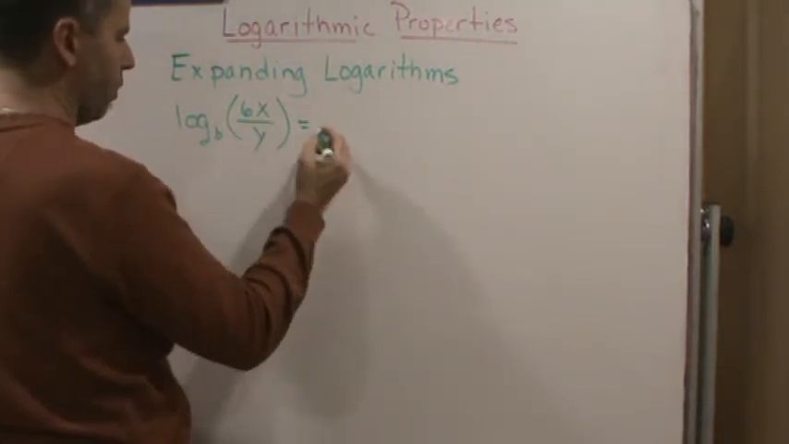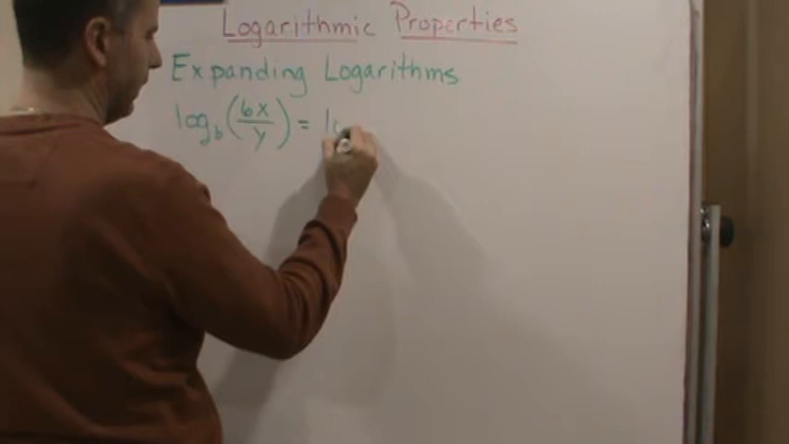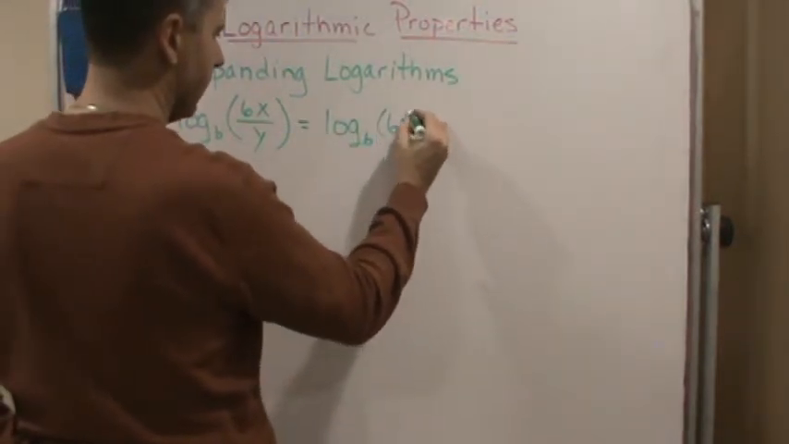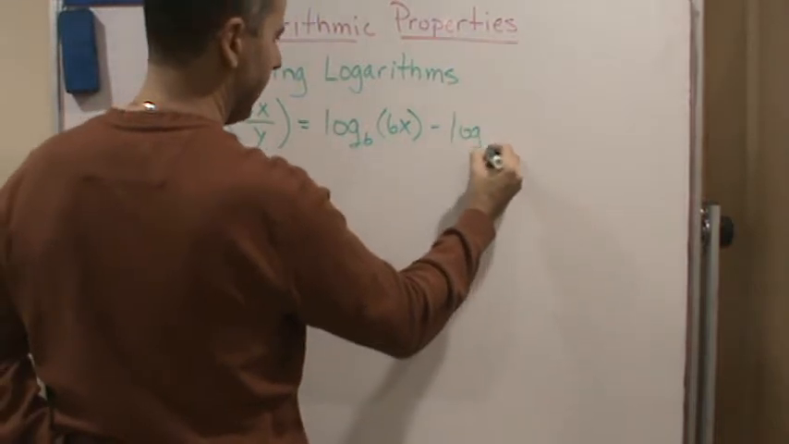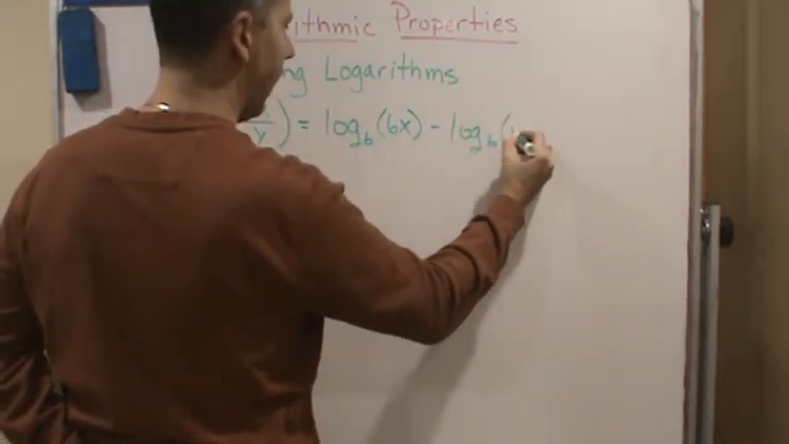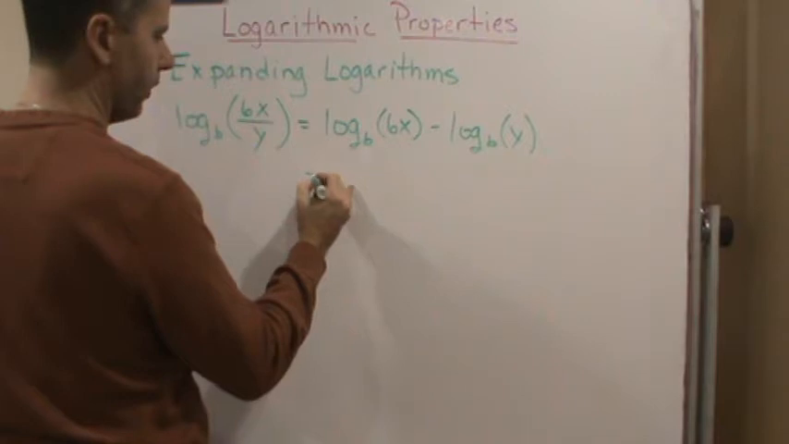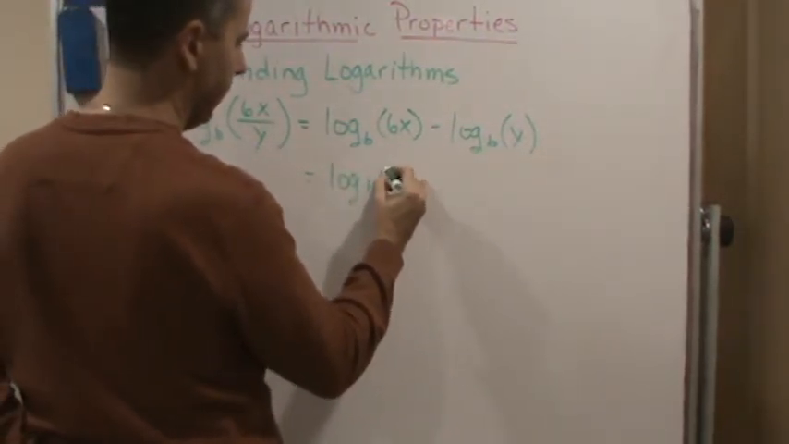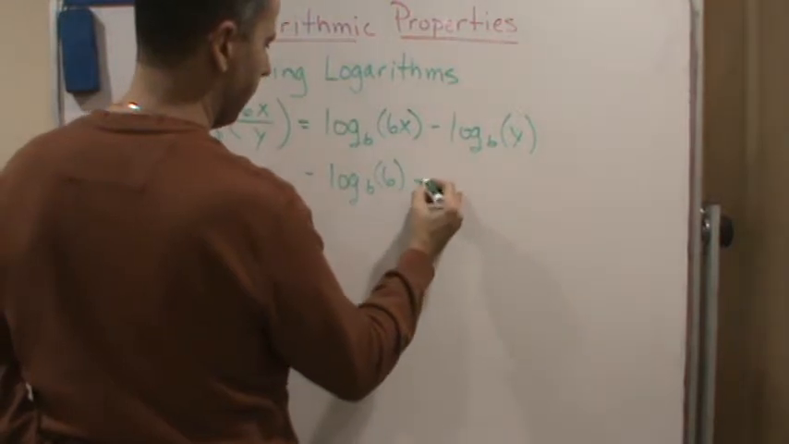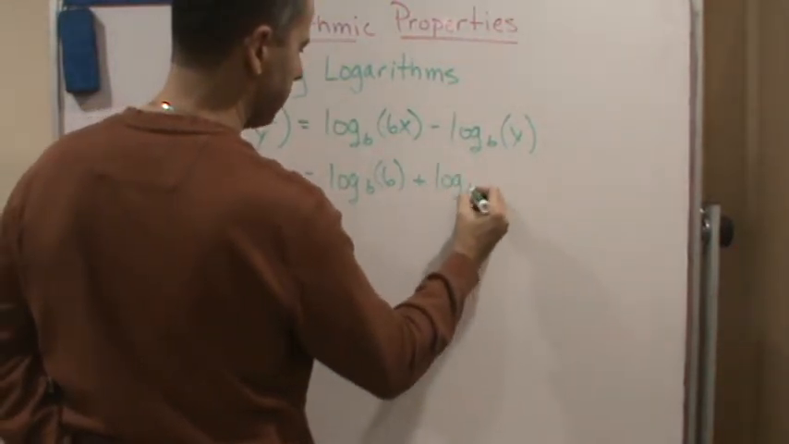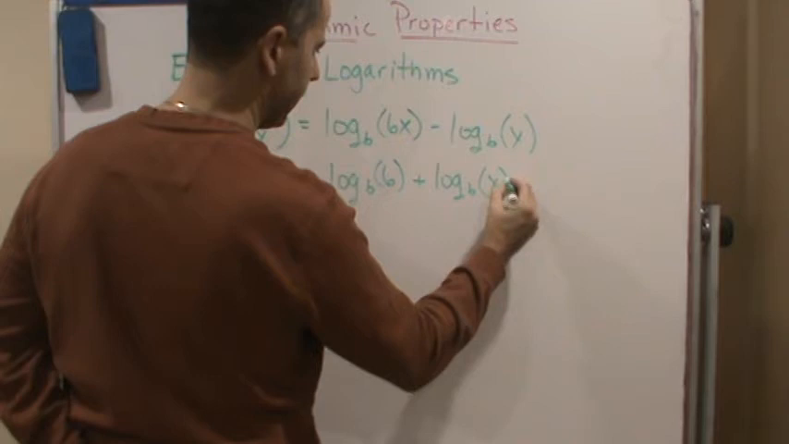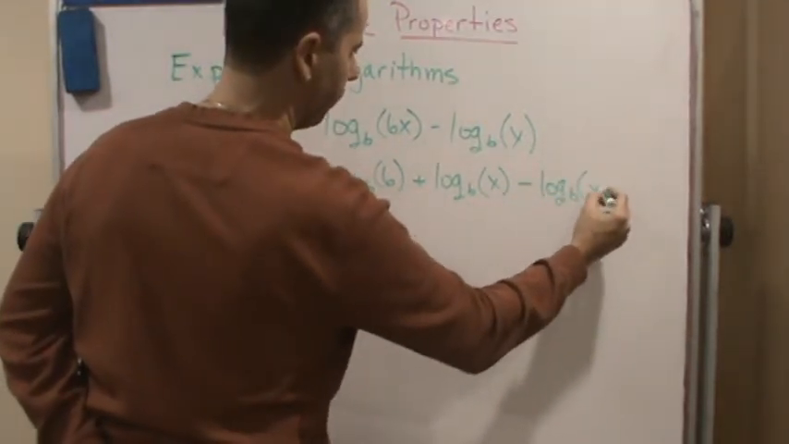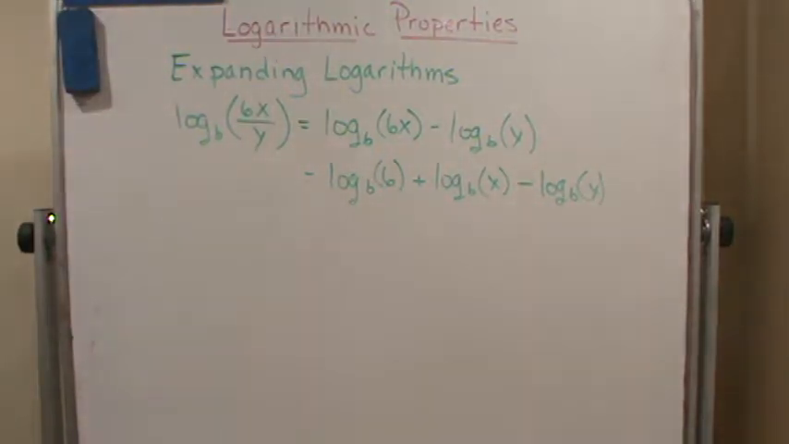So we're going to use the quotient rule. So this is going to be log base b of 6x minus log base b of y. And now we're going to use the product rule here, and we're finished. So log base b of 6 plus log base b of x minus log base b of y. And we're finished.